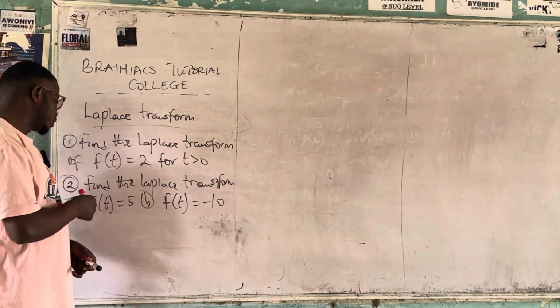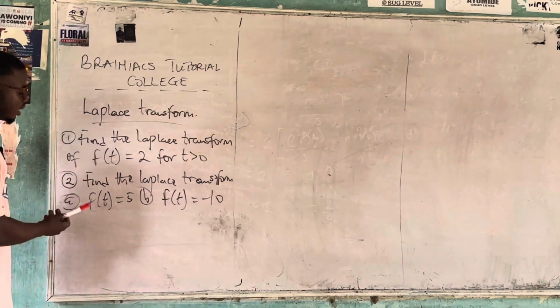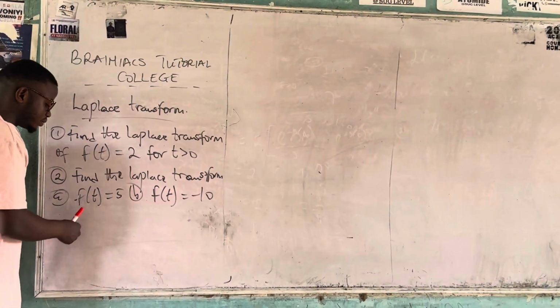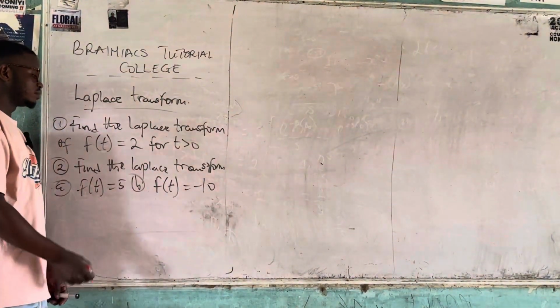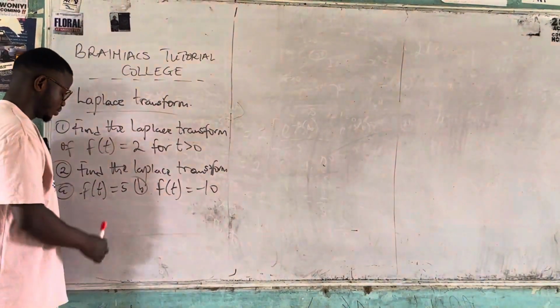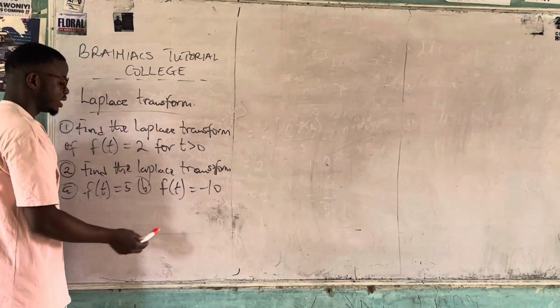The topic we have here today is Laplace transform. Find the Laplace transform of f of t equals 2 for t greater than 0. Then likewise, in question 2, we have to find the Laplace transform of f of t equals 5 and the Laplace transform of f of t equals minus 10. I will only solve question 1, then I will show you the shortcut that we can use to obtain the Laplace transform of a constant if you are given a constant value like this.